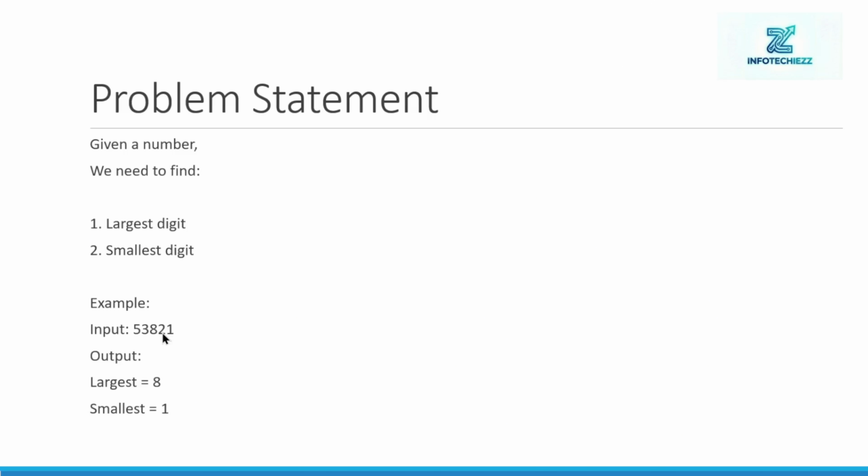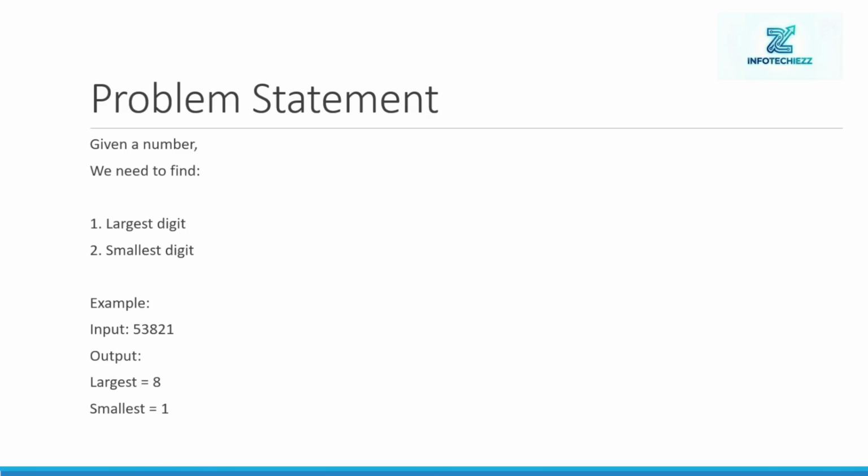And after that is 2. 2 is the smallest compared to 3, so for the minimum number we assign 2. By seeing the number 53821 itself, you can easily understand which is the smallest and which is the highest. Here our highest is 8 and our smallest is 1.